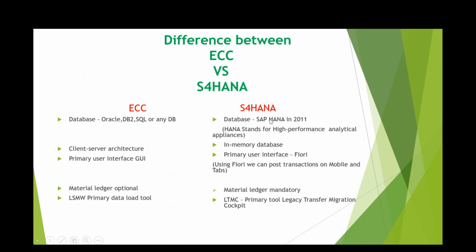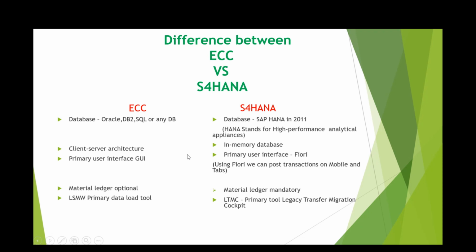SAP in 2011 came up with a new database. They named it SAP HANA. Prior to 2011, SAP would go with either Oracle or DB2 or SQL, or any number of other databases. So SAP came up with the HANA database in 2011. HANA stands for High Performance Analytical Appliance. ECC has a client server architecture, whereas SAP S4HANA has an in-memory database.